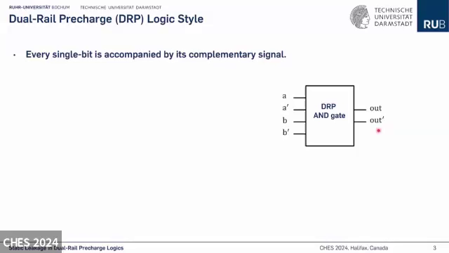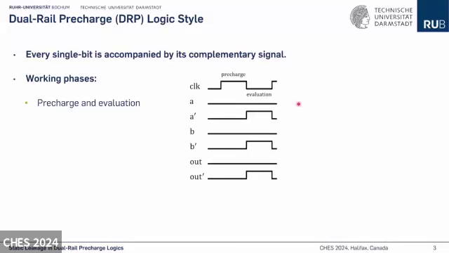Each DRP logic cell has two working phases, one known as pre-charge and the other one as evaluation. Here we have a timing diagram of the DRP AND gate. As shown in the diagram, the working phases are synchronized with the clock pulse. In this example, when the clock pulse is high, the circuit is in the pre-charge phase and all dual rail signals are pre-charged to the predetermined value. Here the predetermined value for the pre-charge phase is 0. When the clock pulse is low, the circuit is in the evaluation phase and all the dual rail signals, including inputs and outputs, have their complementary value.